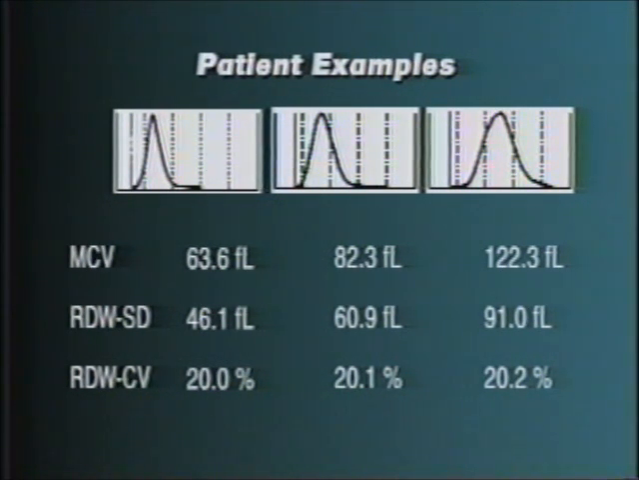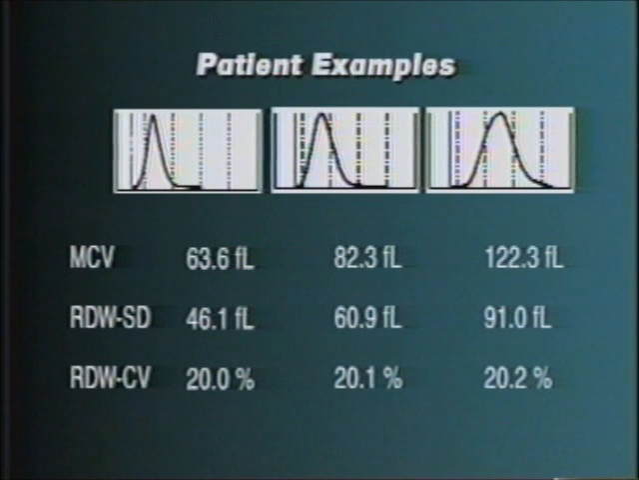The middle curve is a little bit broader than the first curve, and the curve to your far right is certainly almost twice as wide as the curve on your left. If you look at the RDW-SDs, they correlate to the width of the curve. As the curve gets wider, the RDW-SD gets higher. And yet the RDW-CVs are all identical, right around 20%.